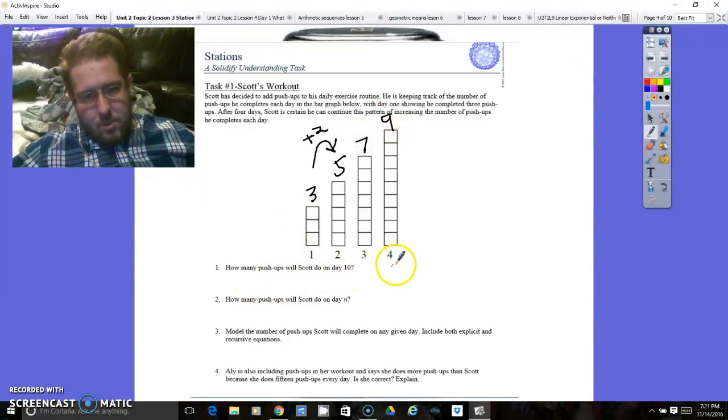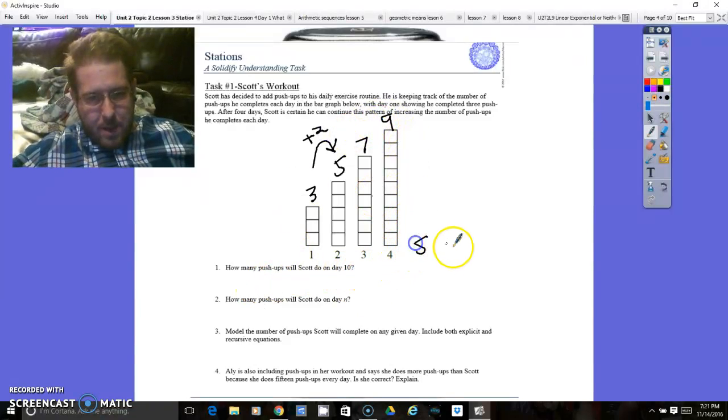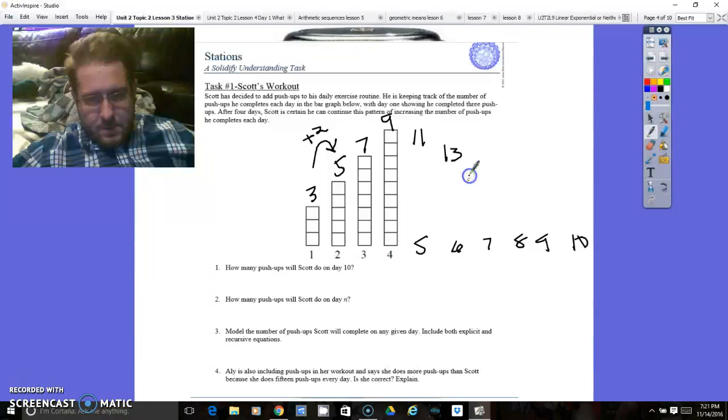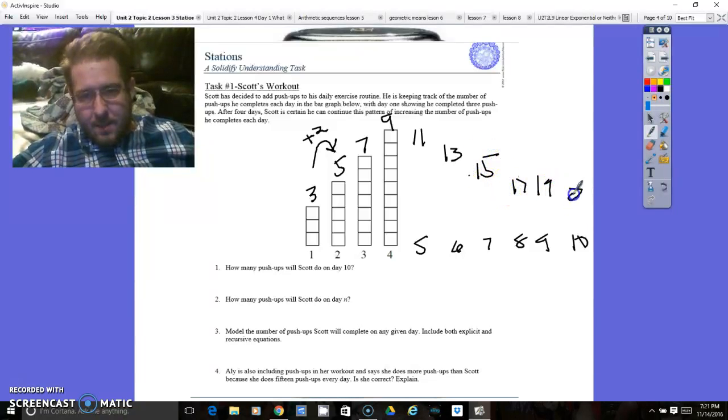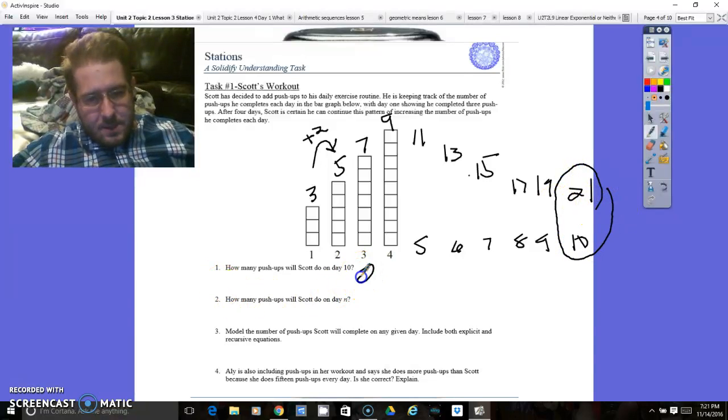How many push-ups does Scott do on day 10? So you can just simply continue the pattern. 5, 6, 7, 8, 9, 10. So that means he does 11, then 13, then 15, then 17, then 19, then 21. So it looks like he's doing 21 push-ups. Now, I did that by continuing the pattern, but there's got to be an easier way.